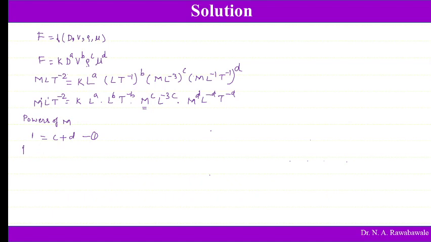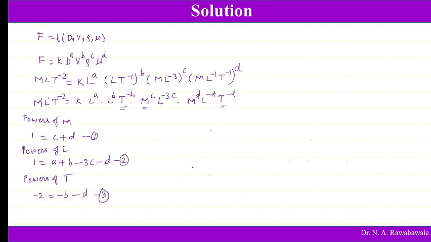Then we collect powers of L. The power of L on the left hand side is 1, which is equal to a plus b minus 3c minus d. So this we call equation number 2. Then collecting powers of T: on the left hand side we have the power of T as minus 2, which is equal to minus b minus d. So we call this equation number 3.